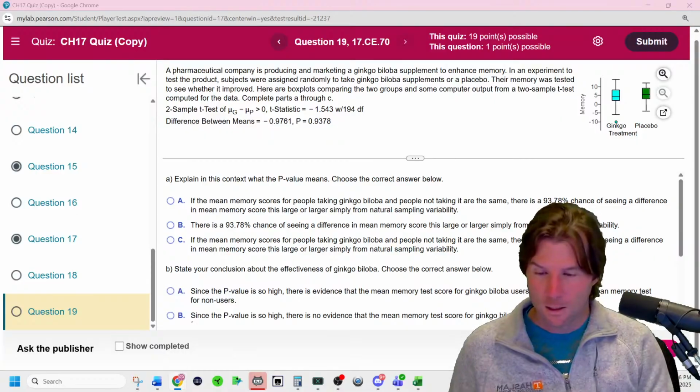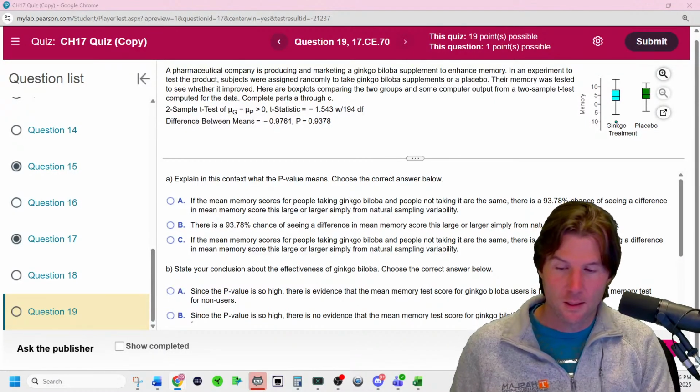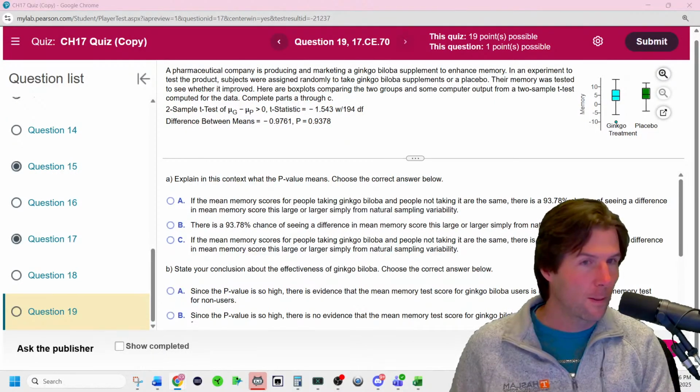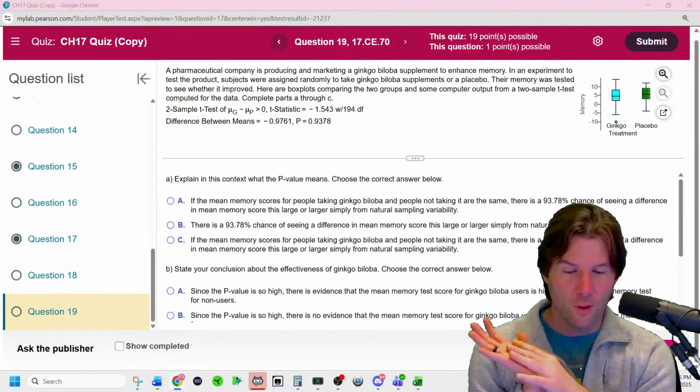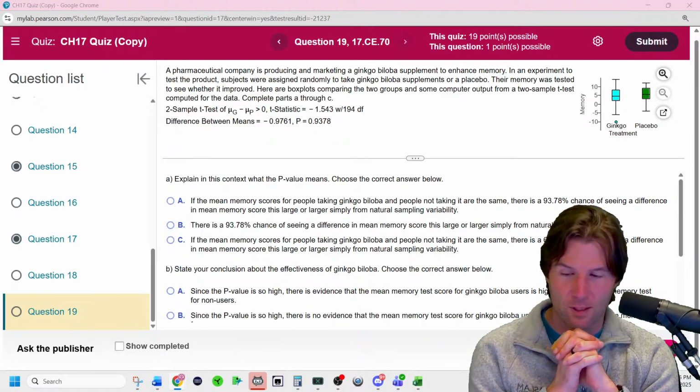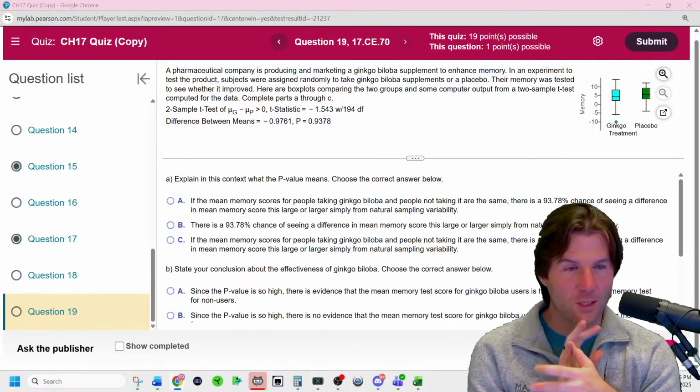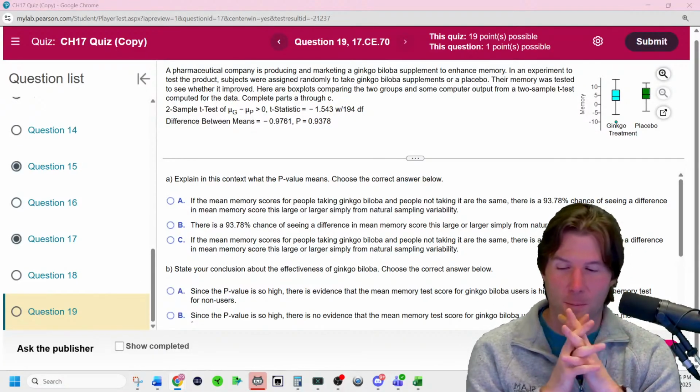Okay. Oh, you said this one, right, Peyton? Didn't you say a pharmaceutical company? I think you said this one. Yeah, it's producing and marketing Ginkgo biloba, a supplement to enhance memory. In an experiment, so they ran this experiment. Oh, you have the other one? We'll do the other one next here.